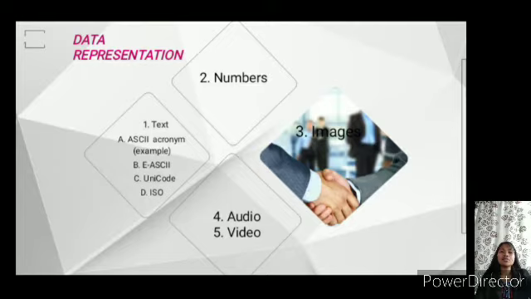Then fourth is audio. What is audio? Audio refers to the recording or broadcasting of sound or music. Audio is by nature different from text, numbers, or images. It is continuous, not discrete. Even when we use a microphone to change voice or music to an electric signal, we create a continuous signal.